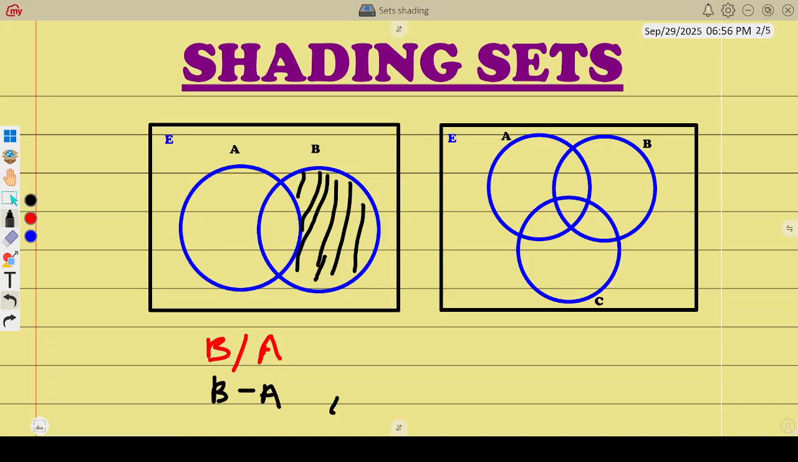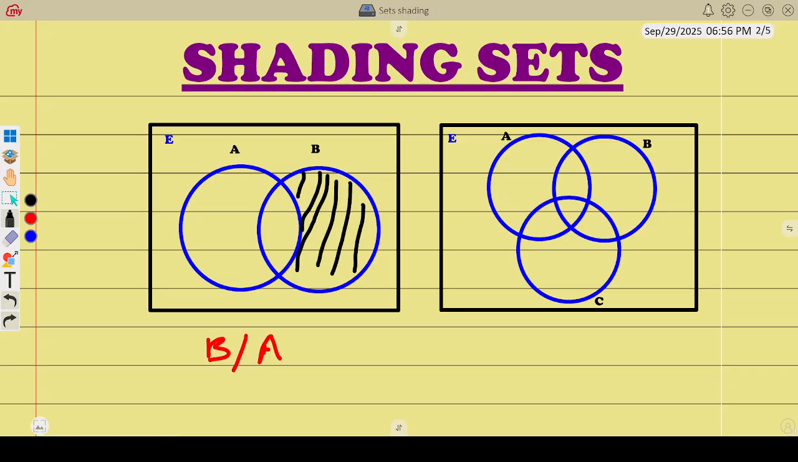It can also be written as B intersection A complement. Now you remember the laws of set algebra. If you didn't check out the video, you can peruse through the channel and look for that. So this is how you shade B minus A.